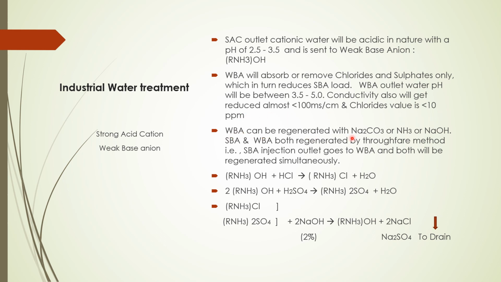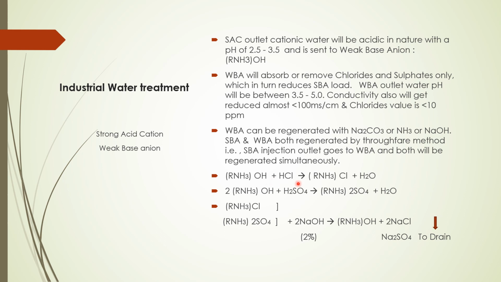WBA can be regenerated with sodium carbonate, ammonia, or sodium hydroxide. If SBA and WBA are together, then they should be regenerated in the thoroughfare method. That is, the SBA injection outlet comes to the WBA and both are regenerated simultaneously. In the thoroughfare method only SBA and WBA are regenerated. 5% sodium hydroxide is normally used for SBA and 2% for WBA.